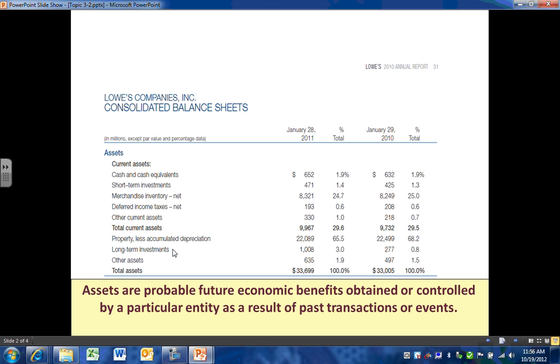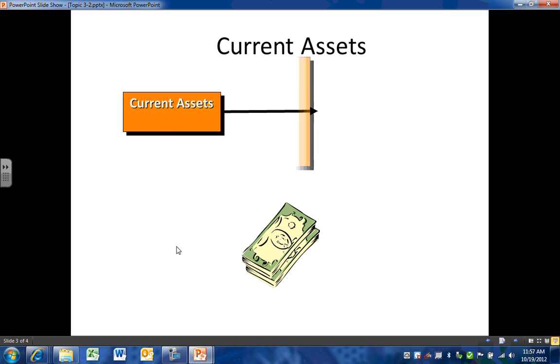Here we see Lowe's has certain investments that are being made that they do not plan on using or converting to cash within the next year. They plan to hold these for longer than 1 year. And these can be strategic investments. And we'll talk more about the difference between a short-term investment and a long-term investment in Intermediate 2. Let's begin by looking at some current assets.